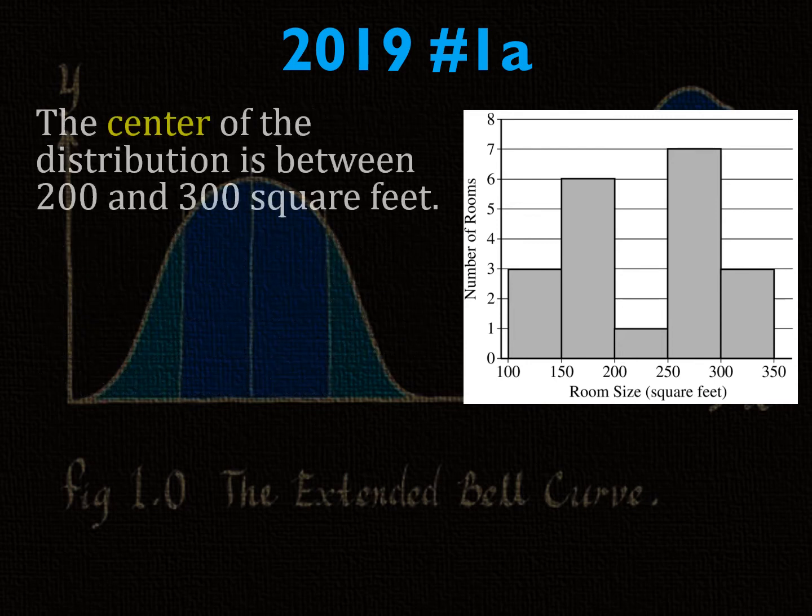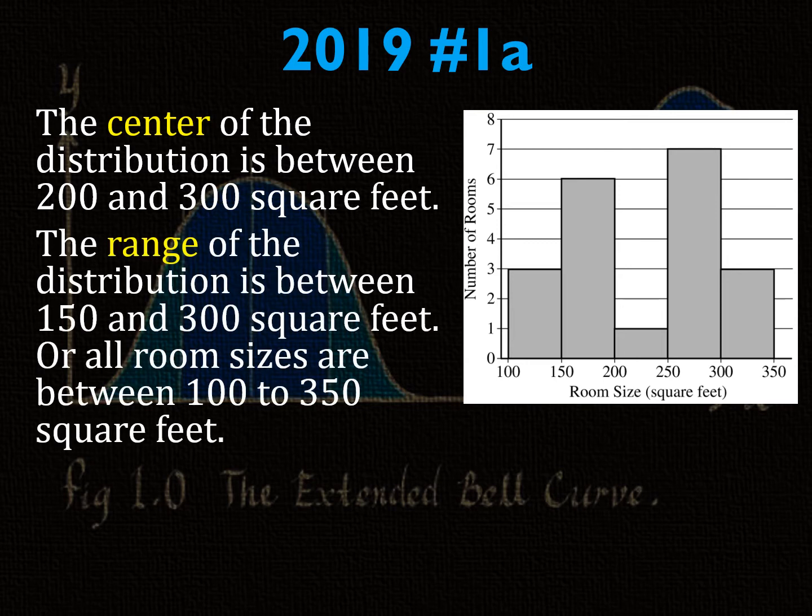Now the center of the distribution is going to be between 200 and 300 square feet, somewhere in that neighborhood. You could have said 200 to 250 and that's totally fine. For range or spread, it could be as wide as 100 to 300 if you look at the extremes of the histogram intervals, or it could be as narrow as 150 to 300. So that's the range or the spread.